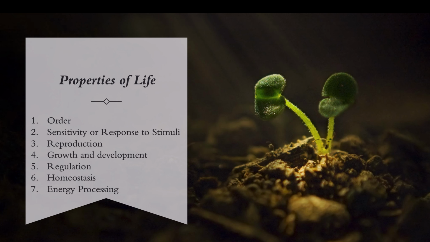This slide just goes over the 7 basic properties of life that I mentioned in the last slide. The first being order, the second being sensitivity or response to stimuli, the third, reproduction, the fourth, growth and development, 5, regulation, 6, homeostasis, and the 7th is energy processing. In the next several slides, we're going to dig into each of these individually.